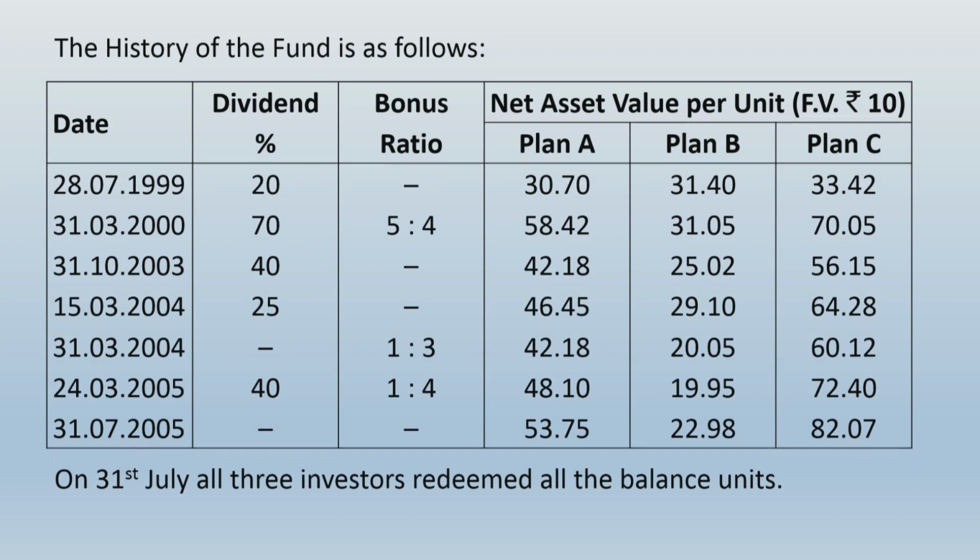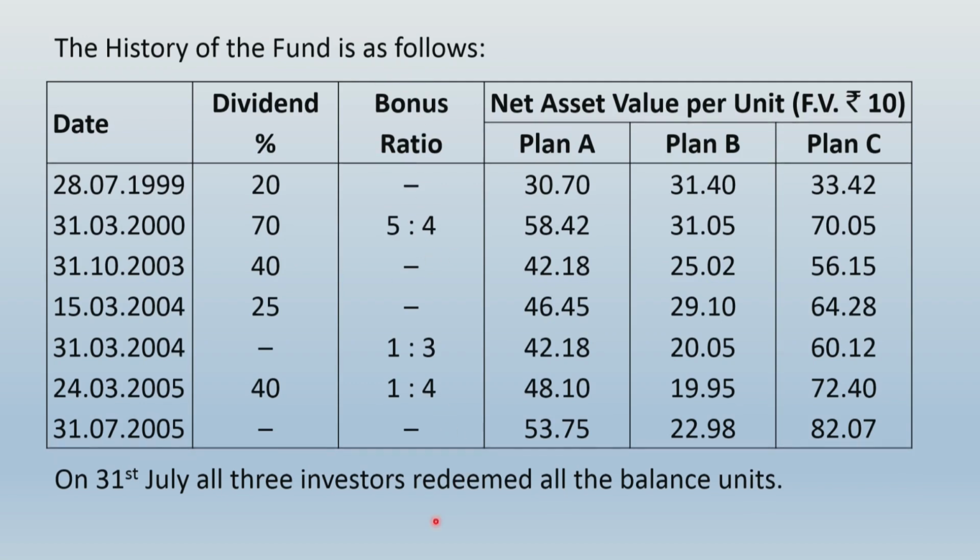Try to understand one thing. We find that 31st March 2000 is the next date of dividend. Rate of dividend is 70%, right? So 70% on the face value will be rupees 7 per unit as dividend. Ignore other information about bonus ratio because this bonus ratio will not apply on plan A. Plan A is purely dividend reinvestment plan. We have nothing to do with this column.